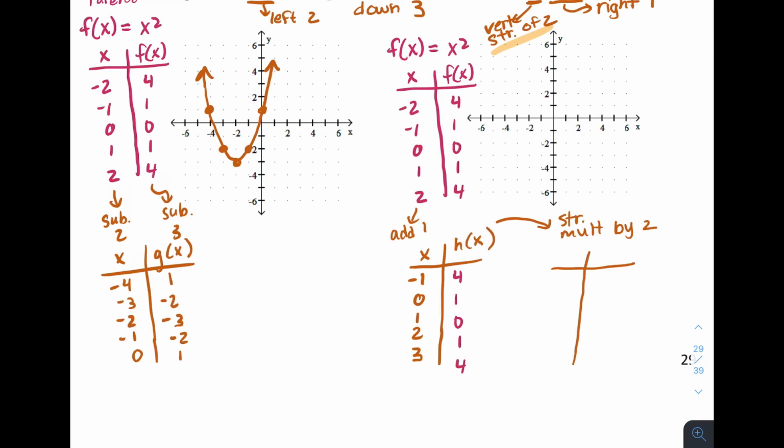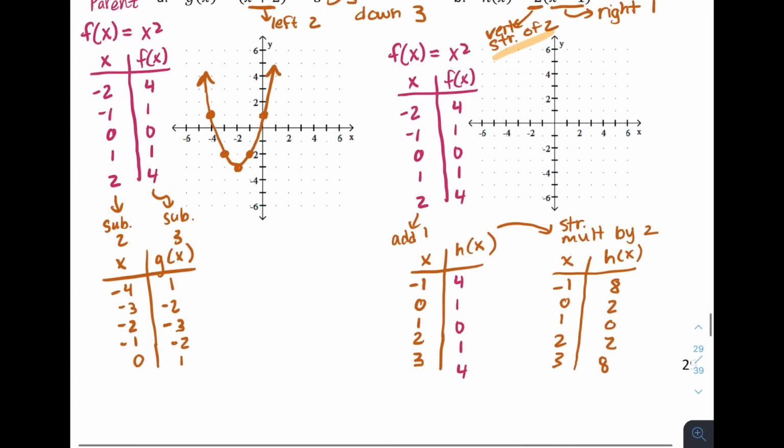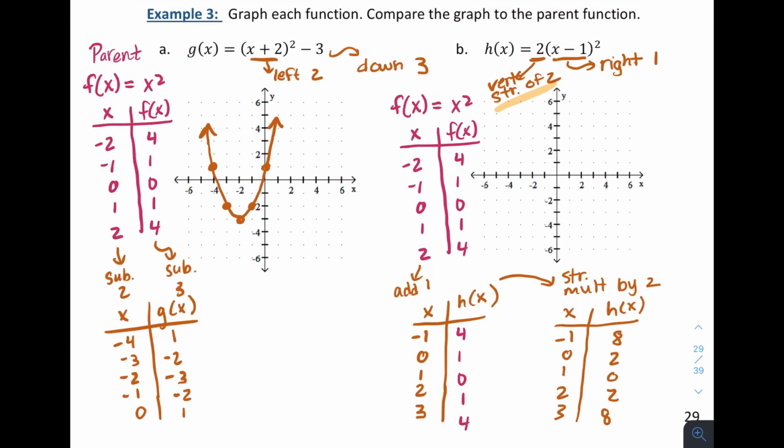So in this case, one of those affected your x's, one affected your y's, so you could have done them both at the same time. But if you have a translation up and also a stretch, you'd have to make sure that you stretched it and then translated it up or down. So this doesn't exactly fit on my graph here. If I plot it, it looks like that.